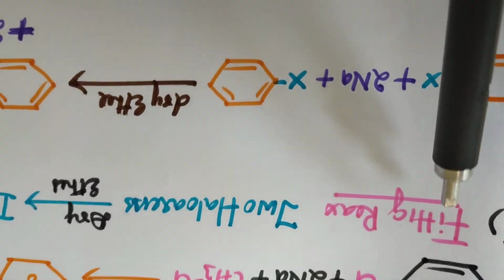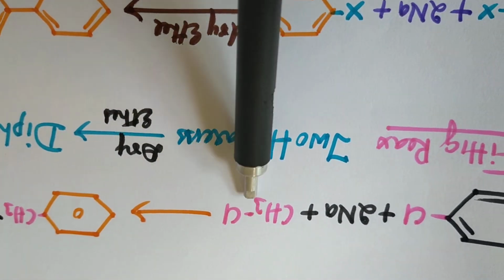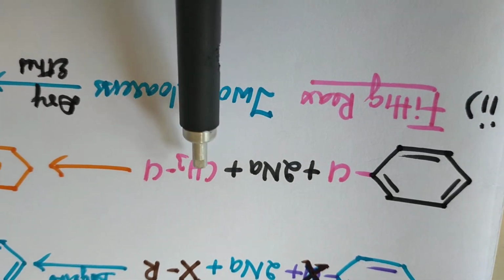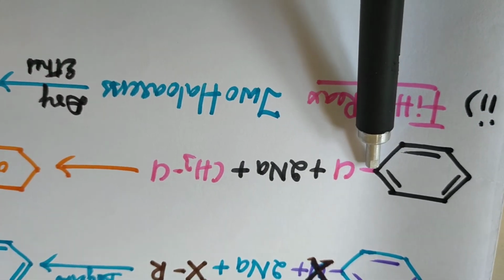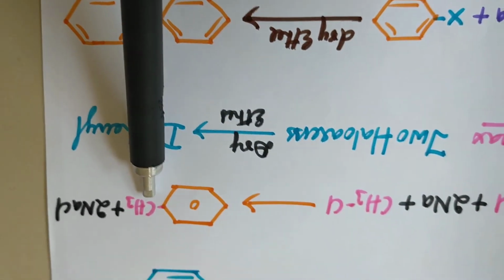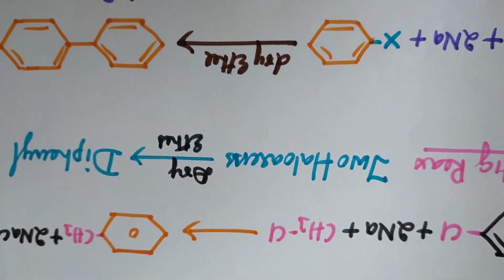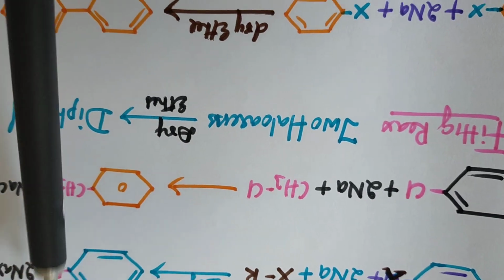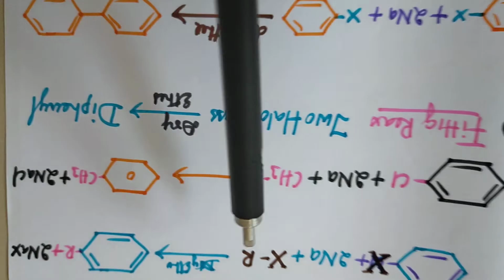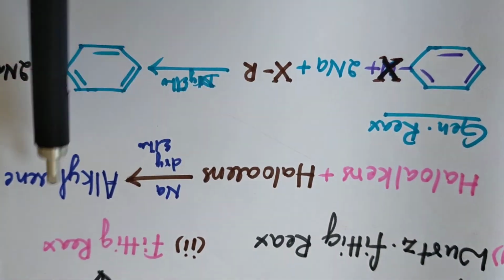Here is an example. When chlorobenzene is treated with sodium and methyl chloride, yes, methyl chloride is an alkyl halide and chlorobenzene is an aryl halide, haloalkanes treated with haloarenes, they form the substituted compound toluene plus sodium chloride. This is called alkyl arene. The formation of alkyl arene is the product of the Roots-Fittig reaction. In the Roots-Fittig reaction, alkyl arene forms.